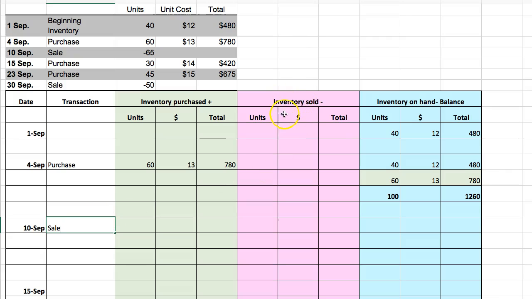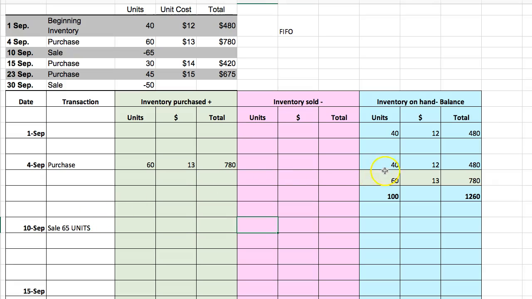So the sale goes into this column here, inventory sold. Now, what method are we using? I haven't really explained that yet. I'm going to use the FIFO method. So far it didn't matter what method we're using. When you make the sale, that's where it matters what method. Now the sale here is minus 65. So we've sold 65 units.